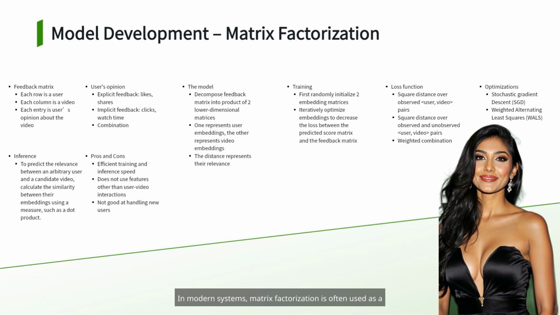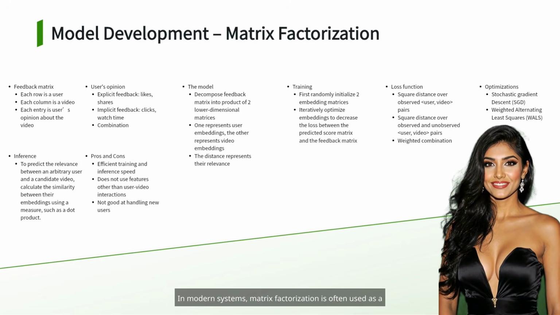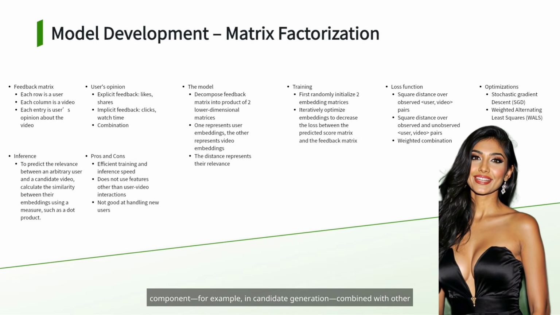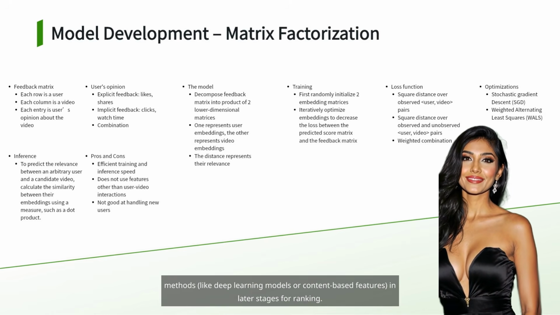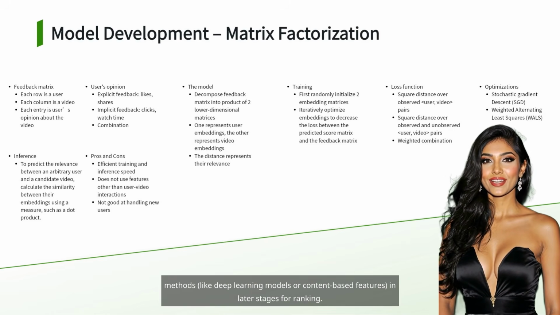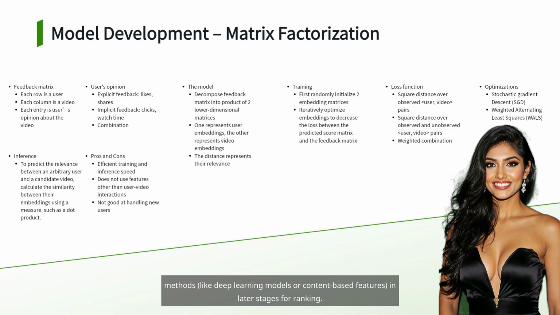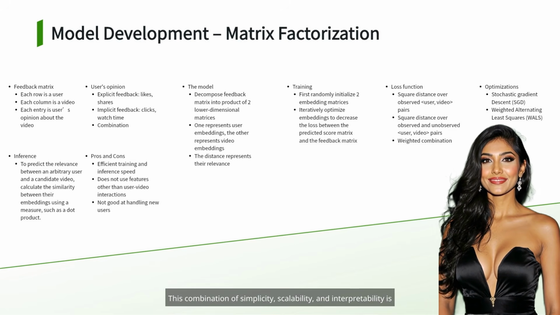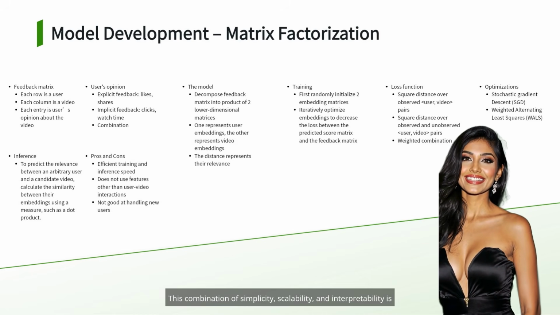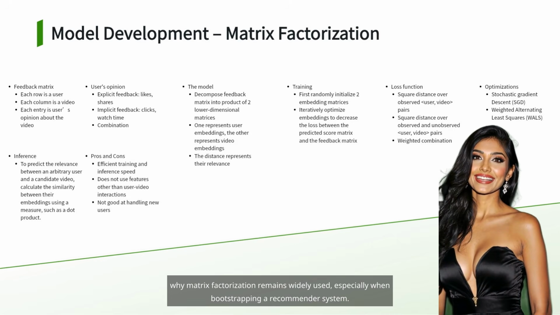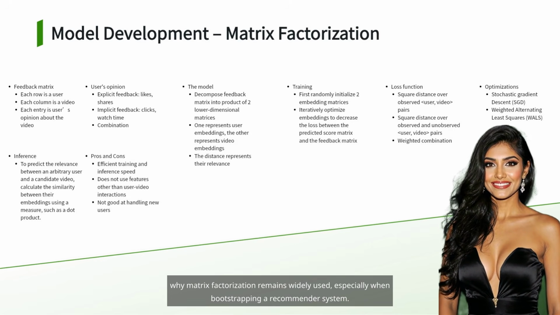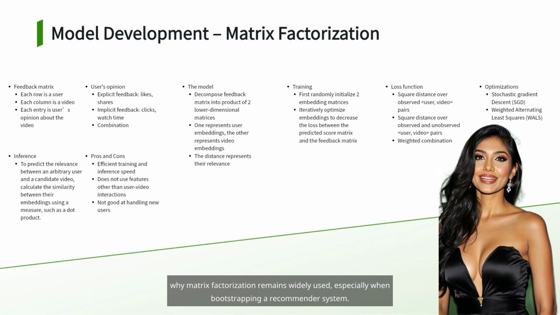In modern systems, matrix factorization is often used as a component, for example in candidate generation, combined with other methods, like deep learning models or content-based features in later stages for ranking. This combination of simplicity, scalability, and interpretability is why matrix factorization remains widely used, especially when bootstrapping a recommender system.